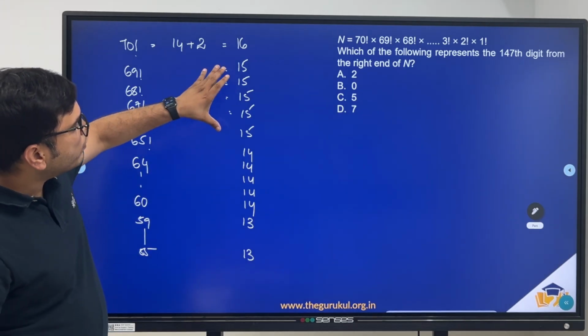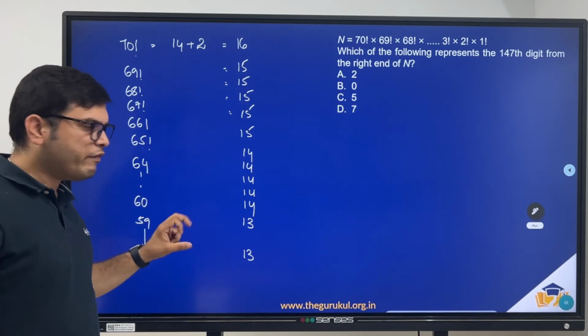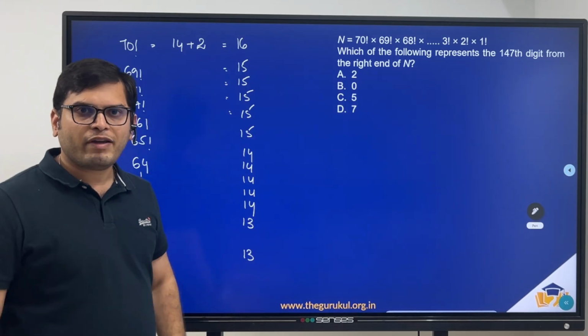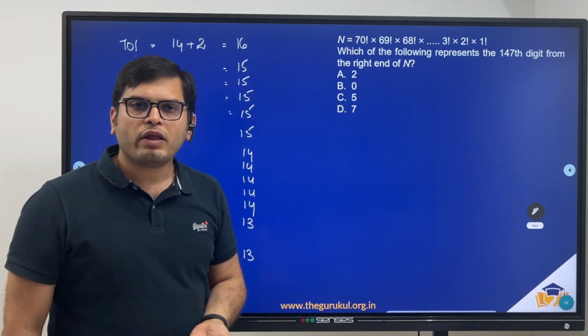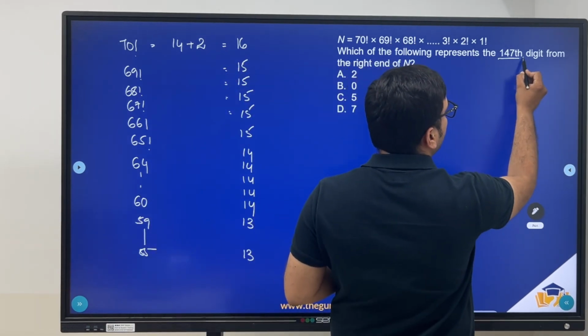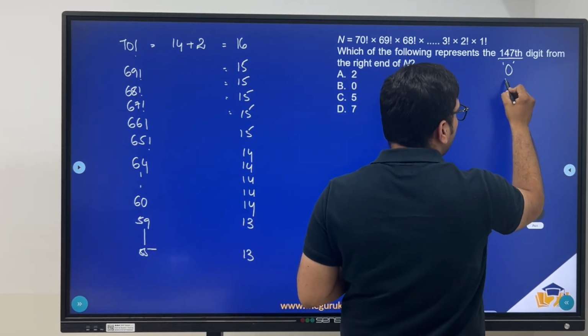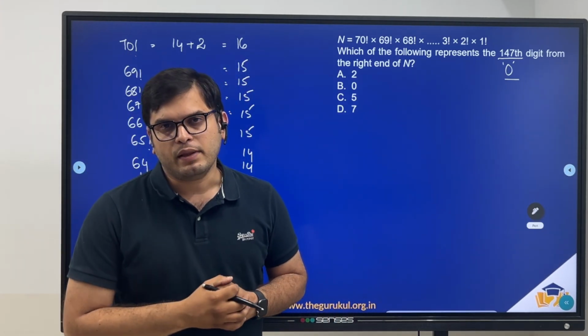So what do we have here? 5 15ths are 75, 5 14ths are 70, 5 13ths are 65 and so on. So these add up to a number which is more than 147. So we can say for sure that the 147th digit would be 0. So the answer for this question should be option B.